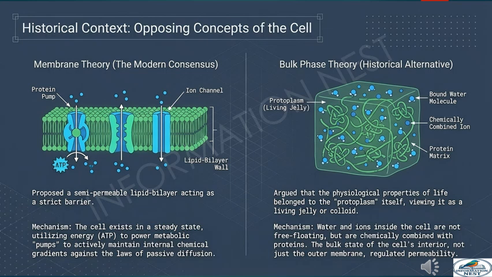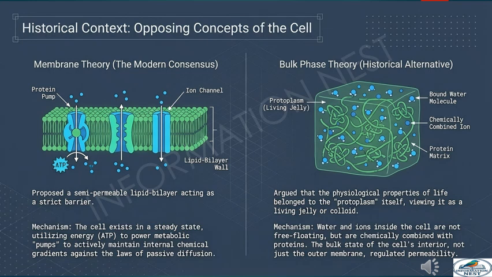Alright, children, it's time for a theory throwdown. On the left, we have the modern consensus. This is a cell as a high-tech fortress. It's got protein pumps, ion channels, and it runs on ATP, which is basically cellular battery power. It's sleek, it's organized, and it's very picky about who it lets in.